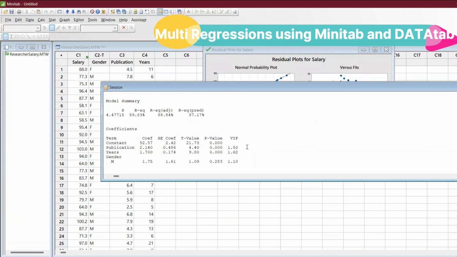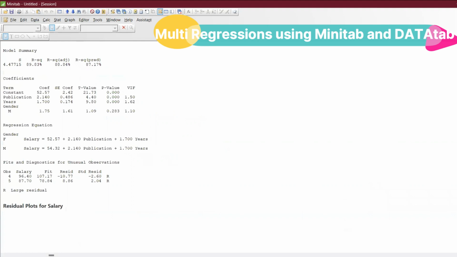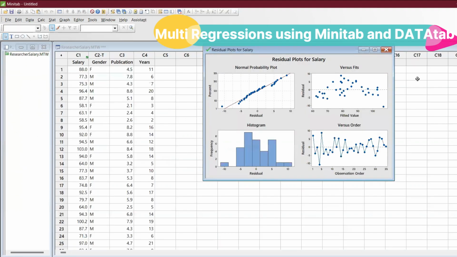Yeah, there you go. VIF is there. That means the higher the VIF, the higher the correlation, right? If you see here, first the years is 1.62 it says, and the publication is 1.5. So higher the VIF, higher the correlation. So this is how we can easily do multi-regression using Minitab.